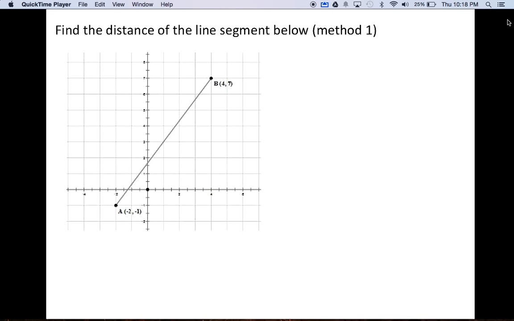Alright, so the question is, how can the Pythagorean theorem help us find the distance of a line? So imagine I asked you, what is the distance of this line right here? How long is that segment? I don't know. Well, let's figure it out.